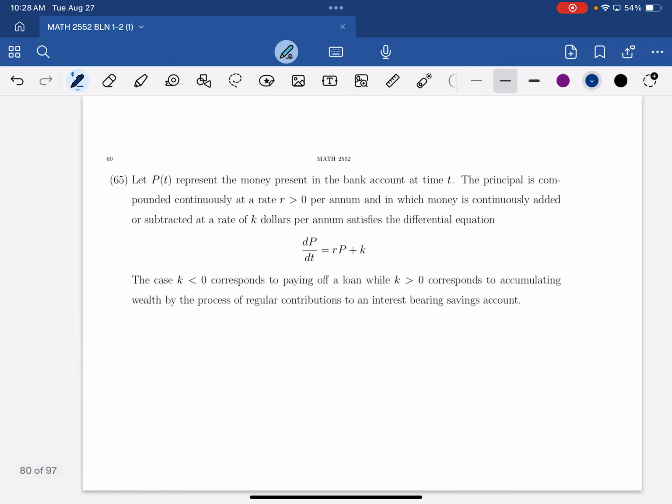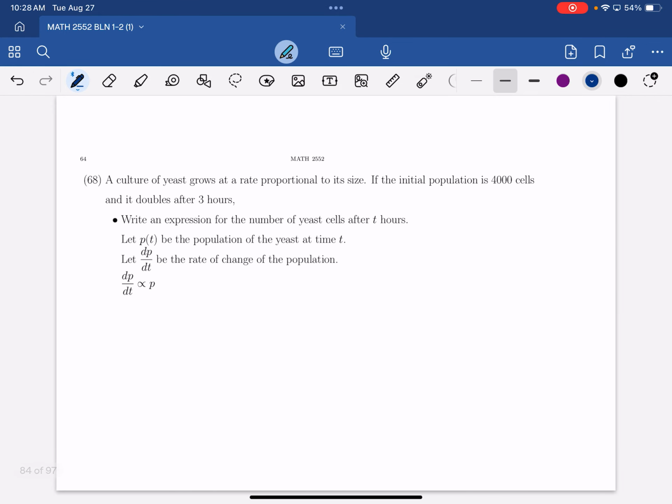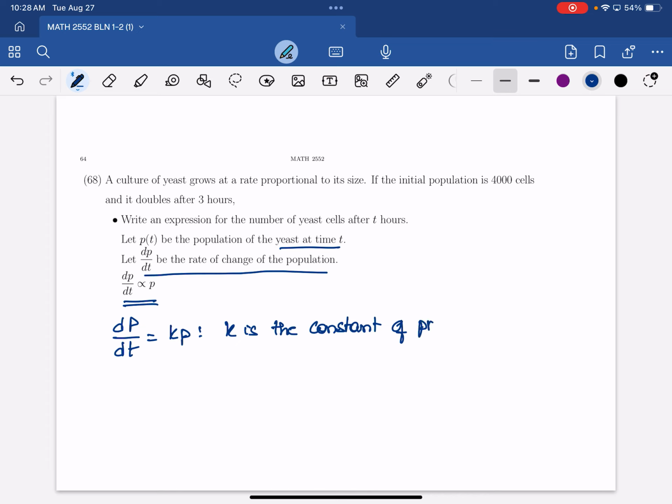So that takes us to the next application, which is the population problem. The population of the yeast grows at a rate proportional to its size. So P of t is the population of the yeast at any time t. dP/dt is the change in population with respect to time. So the rate of population is proportional to its size. You can write this as dP/dt equals kP, where k is the constant of proportionality, right? Do you agree with me on that?